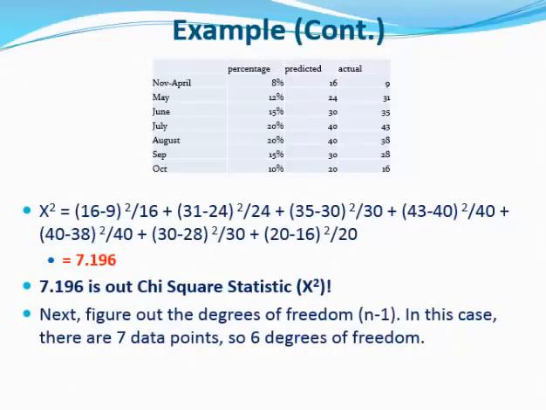You can see that in the next slide over here. Same thing we just did. 16 minus 9 squared divided by 16, 31 minus 24 squared divided by 24, all the same thing. The difference between these two columns squared divided by this column, the predicted value. So our chi-square statistic is 7.196 or 7.2.